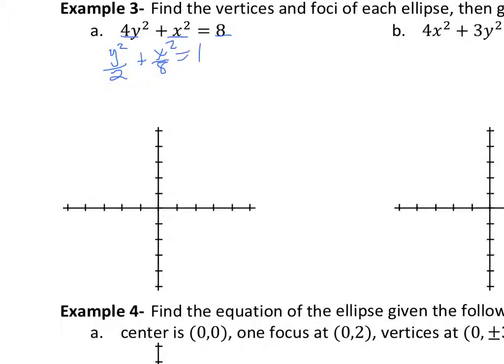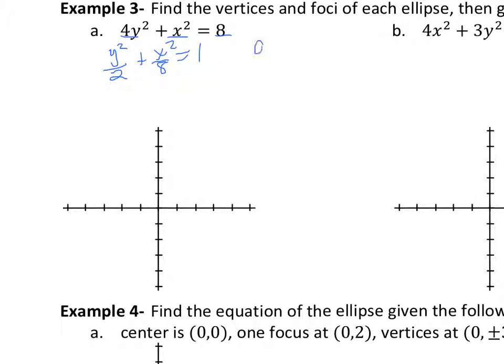Okay, major axis, horizontal, vertical. Major axis is horizontal. And we should probably change the order, right? Because we usually have the x first, but in an ellipse it doesn't matter. When we talk about hyperbolas next week, order's going to matter because one's positive, one's negative. But for ellipses, it doesn't matter.